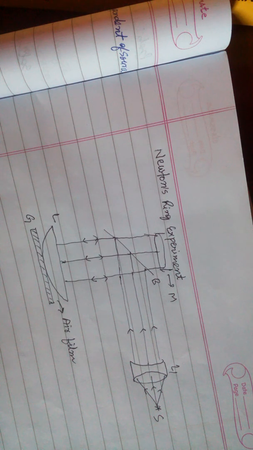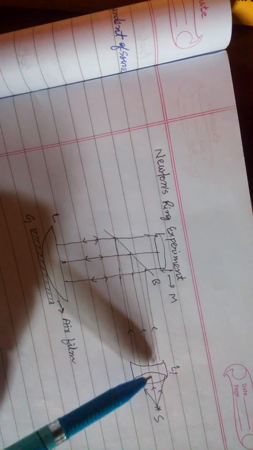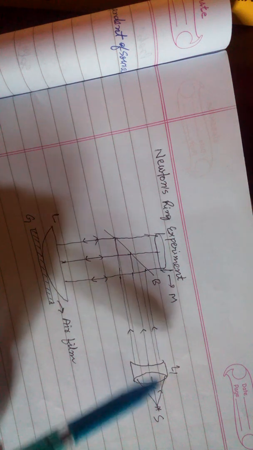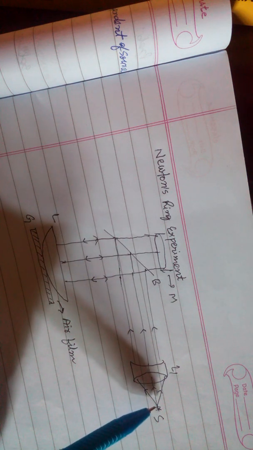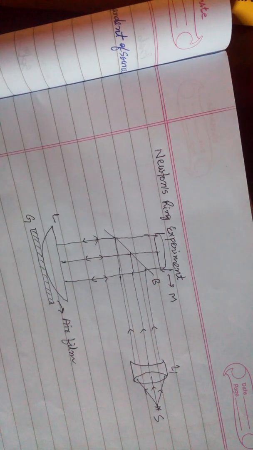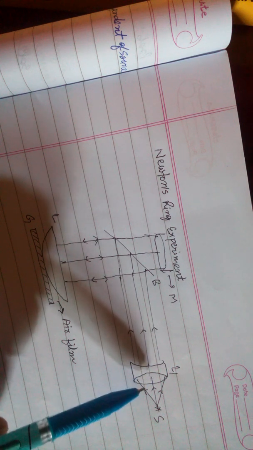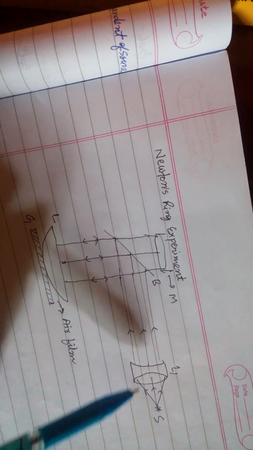In our experiment, we generally use sodium light. This is a combination of concave and convex lens, which behaves as a collimator. That means the light coming out from this source, which is generally divergent, falls on this lens L1, a combination of convex and concave lens, and becomes parallel after passing through this lens L1.